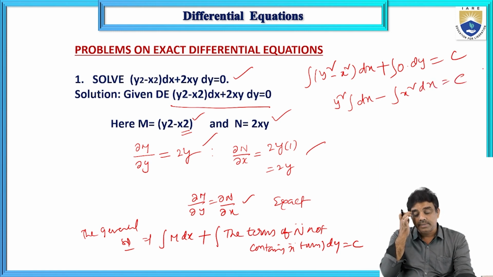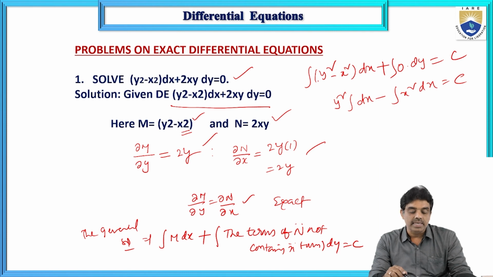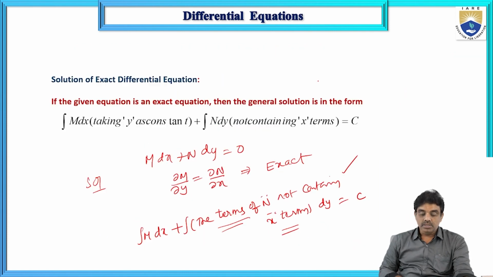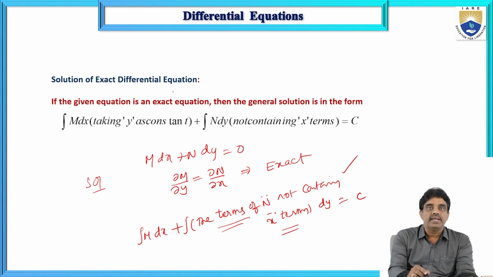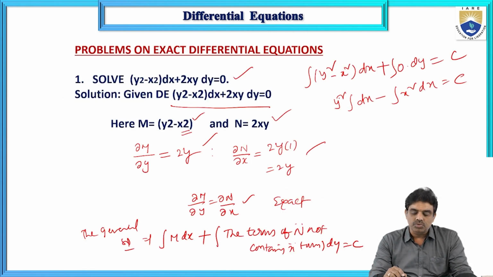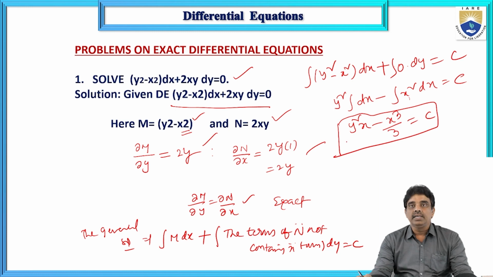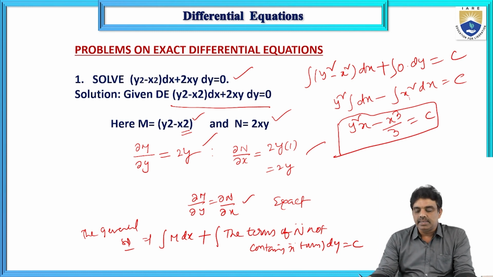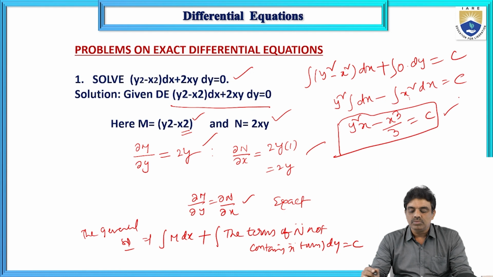When you are integrating with respect to x, treat y as constant as per our solution method. So y is constant, and y² stays outside the integral dx. So y²x minus the integration of x², which is x³/3, using x^n integrates to x^(n+1)/(n+1). So the solution is y²x minus x³/3 is equal to c, which is the required solution of the given differential equation.